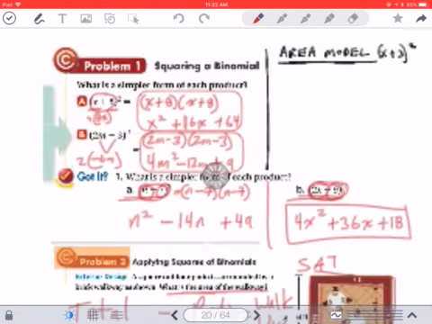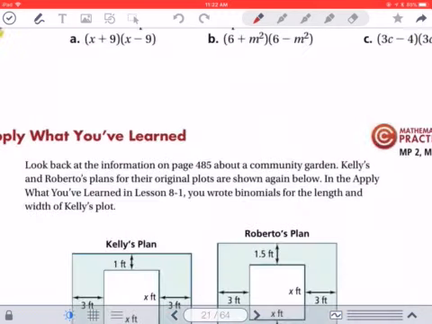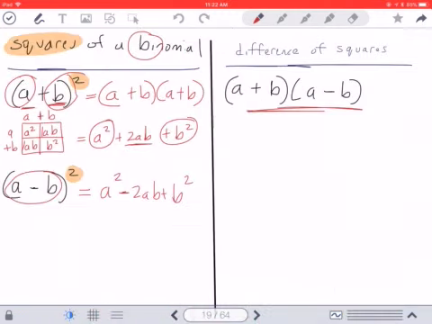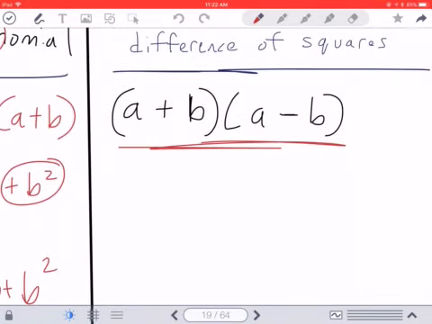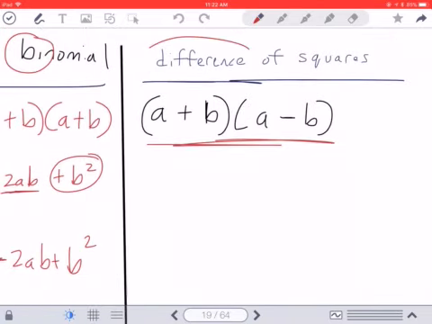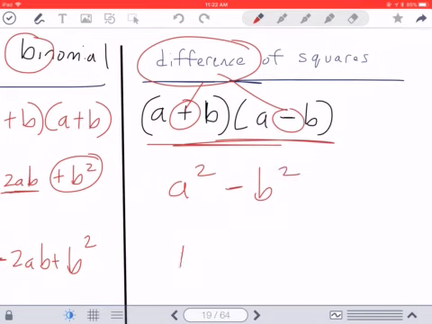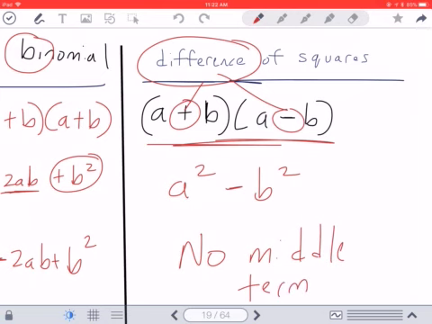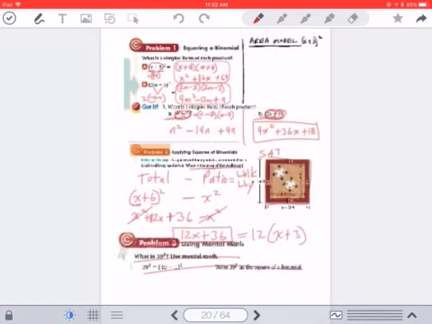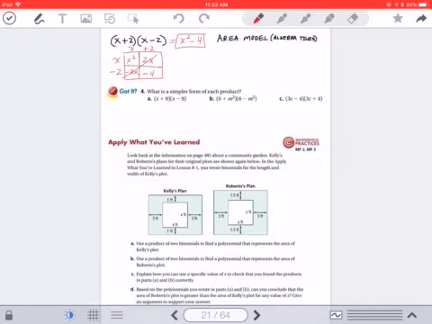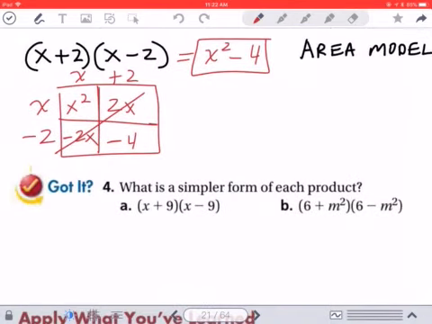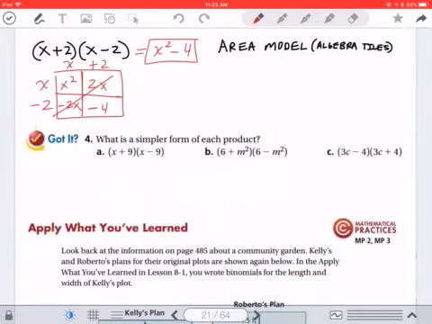So if I go back, a difference of squares means that one is positive and one is negative. And all I'm going to do is just do a squared minus b squared. So there's no middle term, as the middle term is just going to cancel out. As we saw here, this is going to cancel out. So try A, B, and C. Last ones here. Pause the video, try A, B, and C.